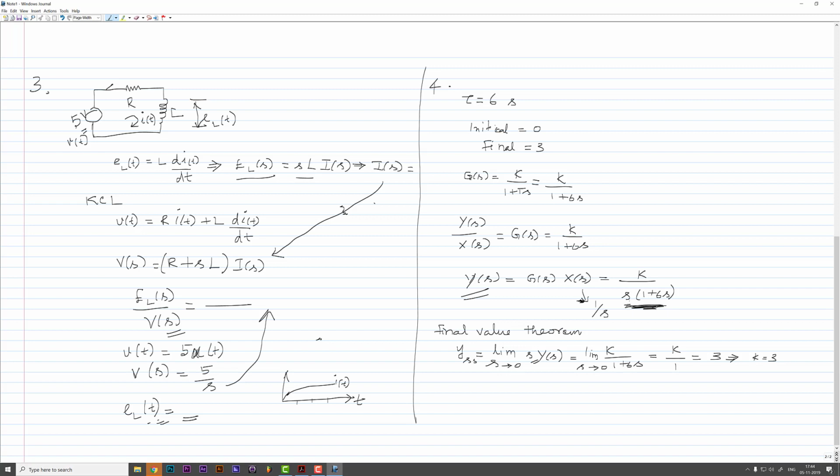The fifth problem will be dealt with later, because it's a bit lengthy and we are short of time, and we will see that in the class later. So we will go on to second order system problems. Question number 6.